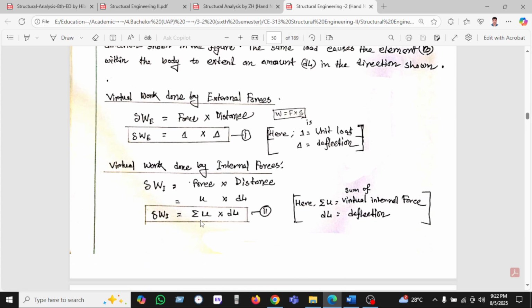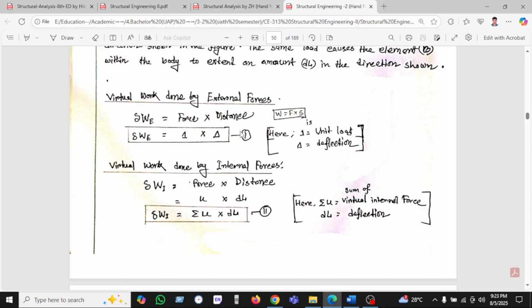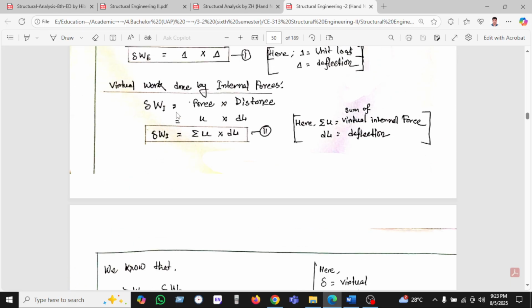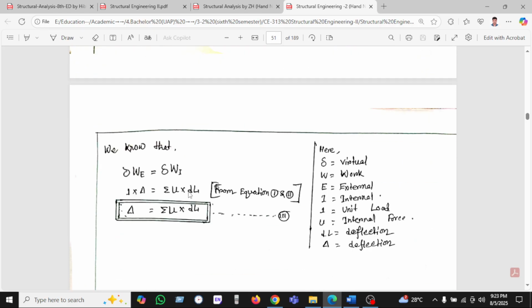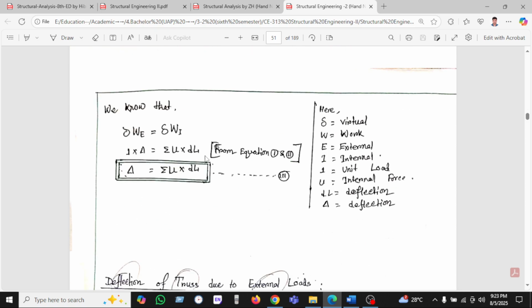So in this case we have found the summation of U into delta L. The summation of U delta L is the sum of the virtual work of the internal forces. So delta L is the deflection. If we calculate equations 1 and 2, we have found the external work equals the internal work. So the external work is 1 into delta, and the internal work is the summation of U into delta L, which we get from equation 2. So in this case we have found delta equals summation of U into delta L.